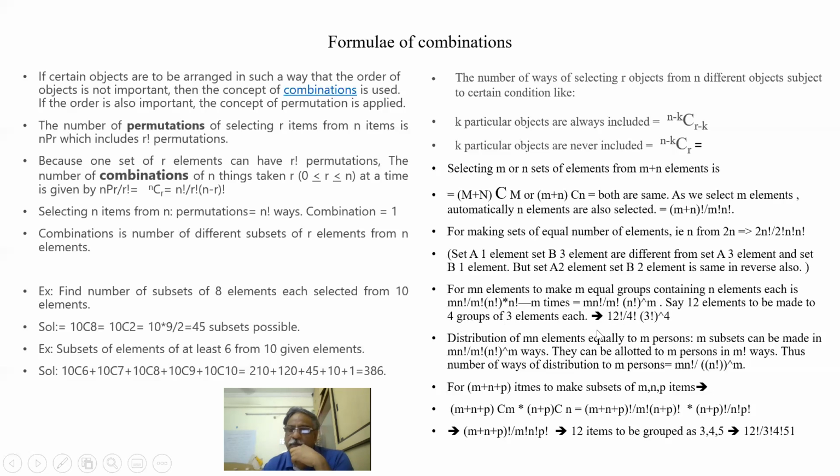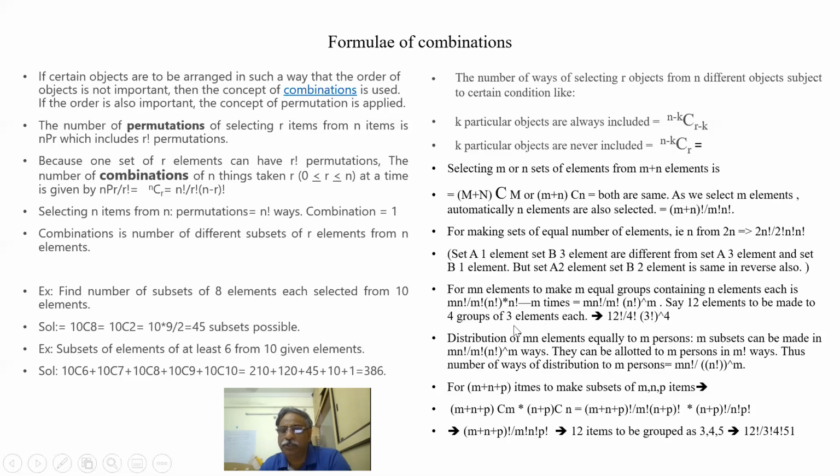Now the same thing we can apply to mn persons. This is what we have written here: mn factorial by m factorial, n factorial to the power of m, because n factorial will come m times. Suppose they have to be allotted, we have to distribute to m persons. This is only where we have made groups. How many sets of groups can be made?